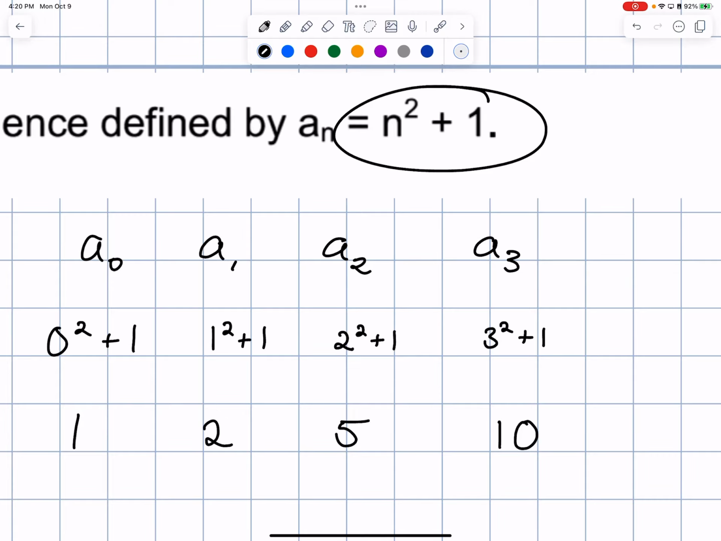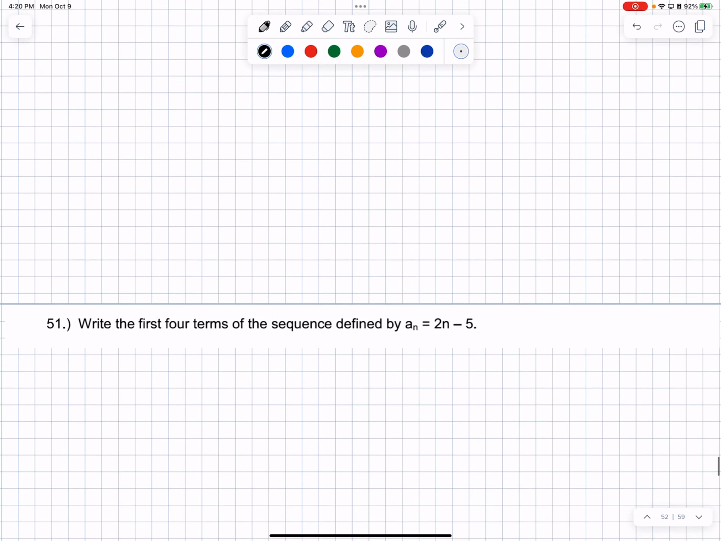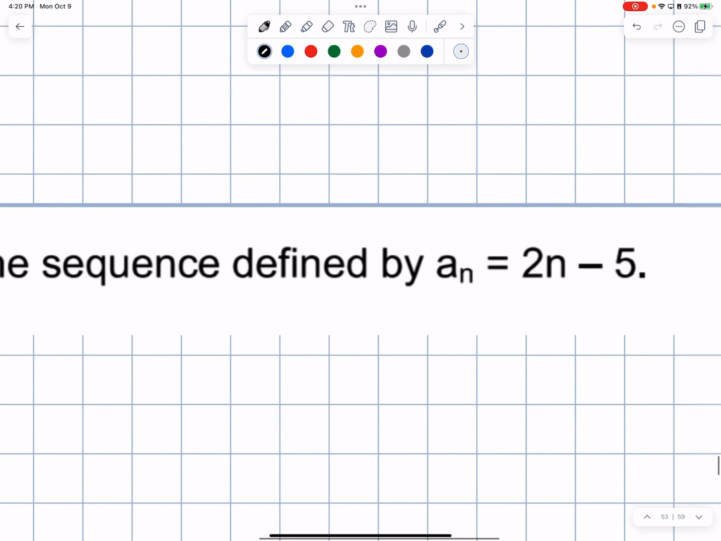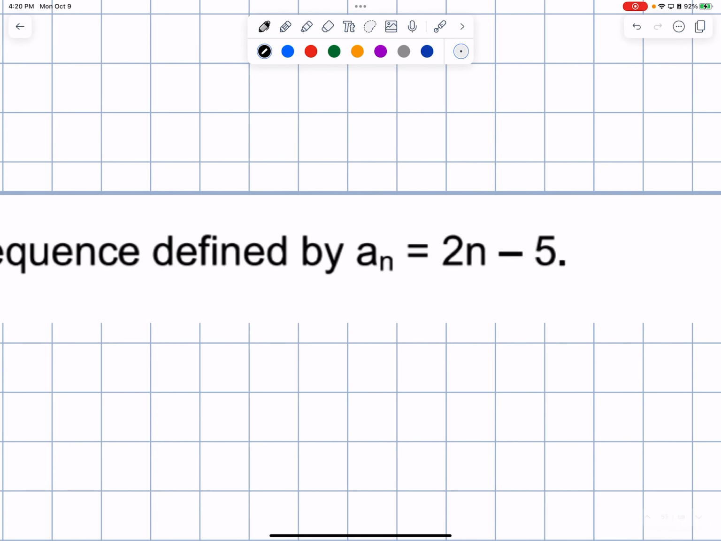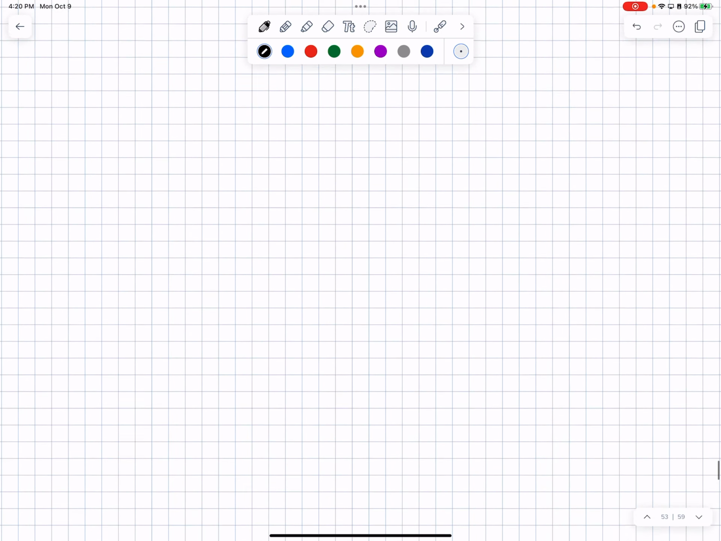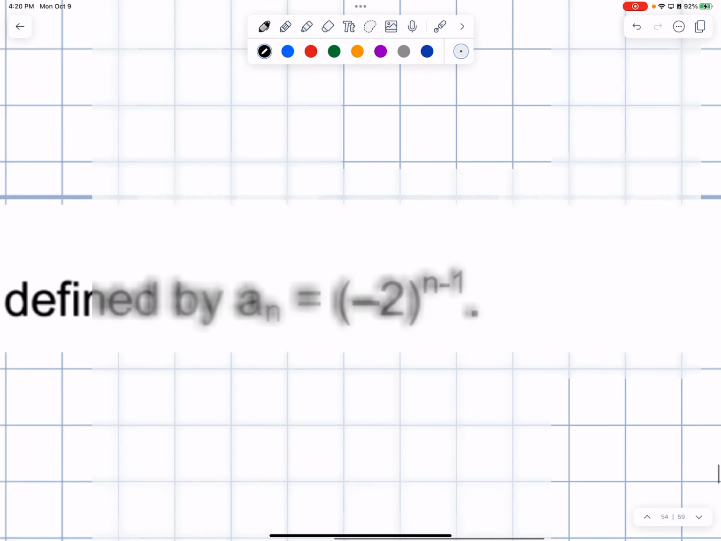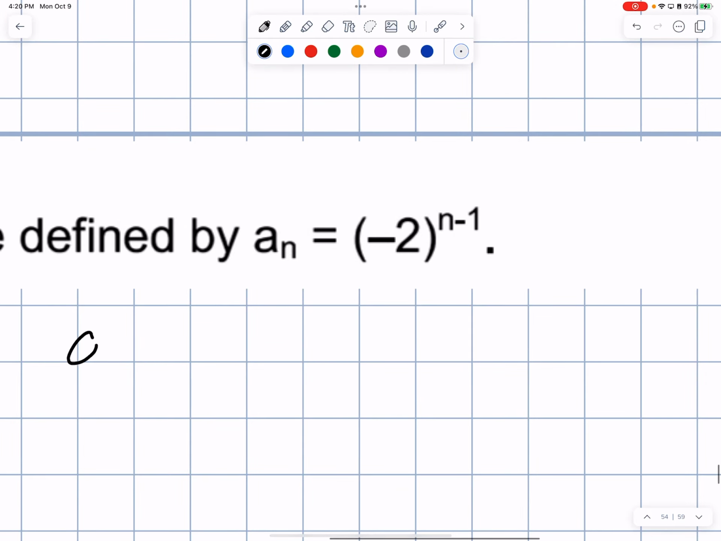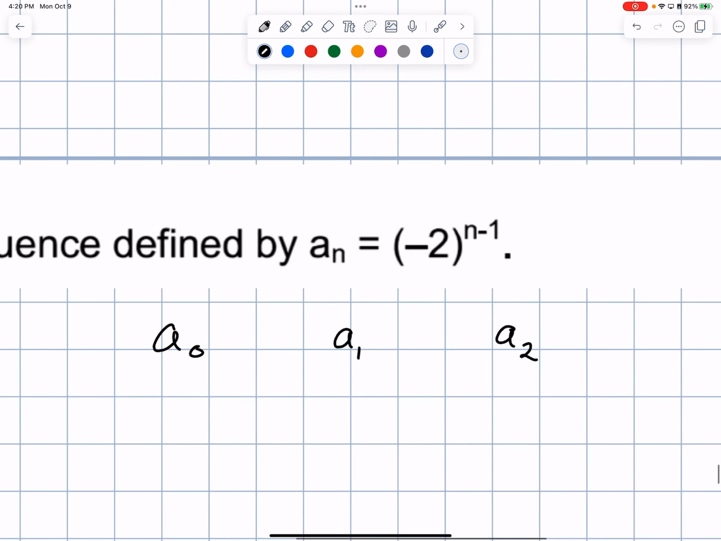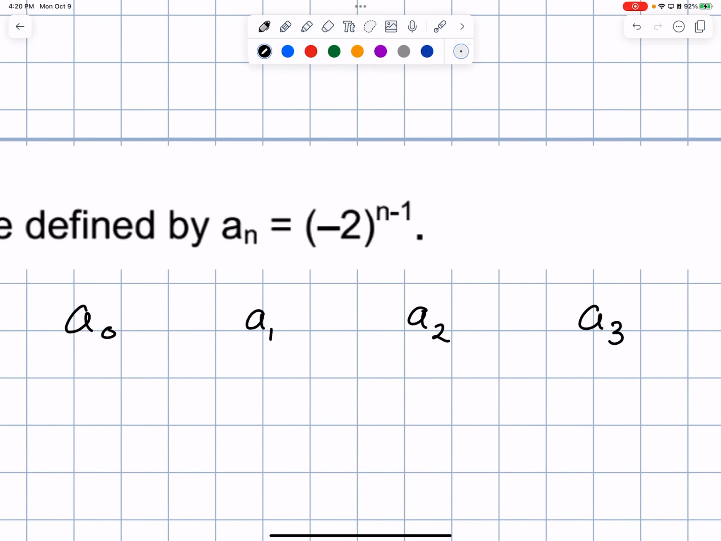This is literally the same. You plug in 0, then 1, then 2, then 3. Is it okay if I skip that one? Same logic, same steps. Literally this one too. Just plug in 0. Here, I'll just do this one to be thorough. A0, A1, A2, A3. Those are the first 4 terms.